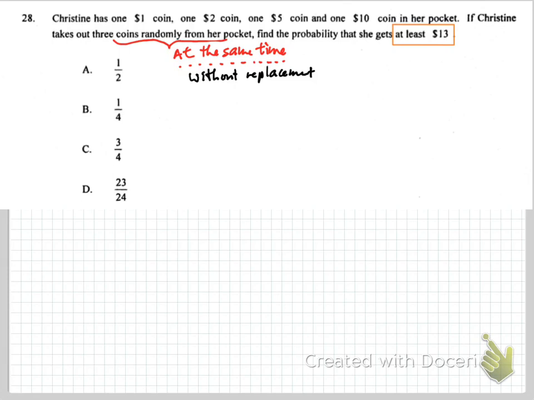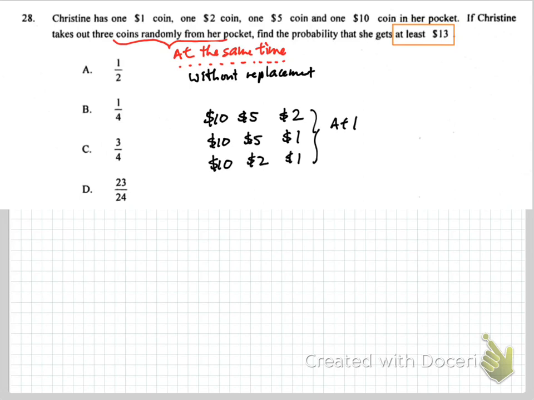Alright, let's see. How do we have 3 coins to make the sum at least 13? We need a 10 and a 5 and a 2. That is the largest, 17. We have a 10 and a 5 and a 1, alright, 16. We have a 10 and a 2 and a 1, alright. These are at least 13. Well, there is one more way. You can have the 5 and a 2 and a 1, that would be less than 13. These are the only 4 ways you can pick up the 3 coins.